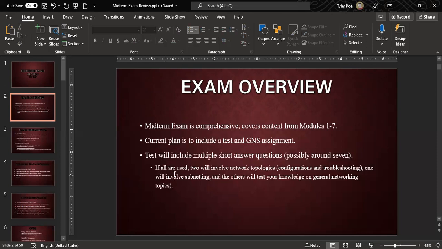So I'll give you a little hint right now. If all of these are used by Dr. Rana, 2 of them will involve network topologies. So for one, you'll be asked to write down the configurations, or write down in paragraph form how you would configure something. It's similar to the one short answer question you had in the first test.